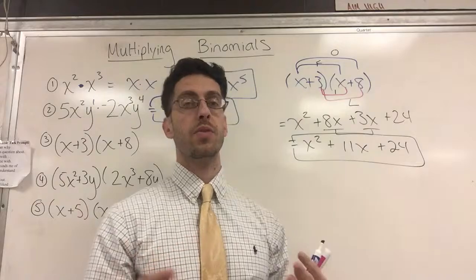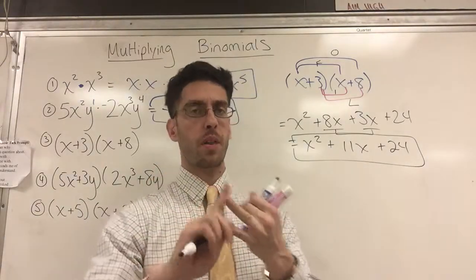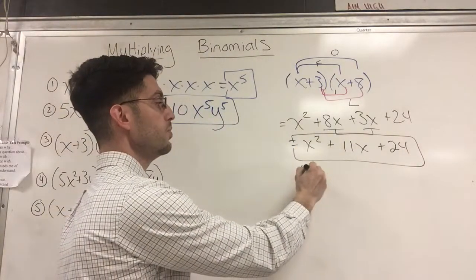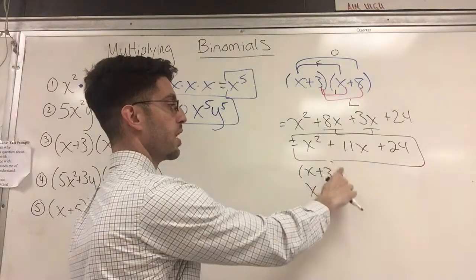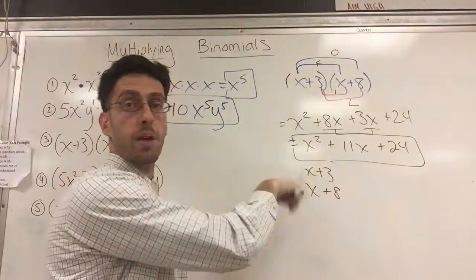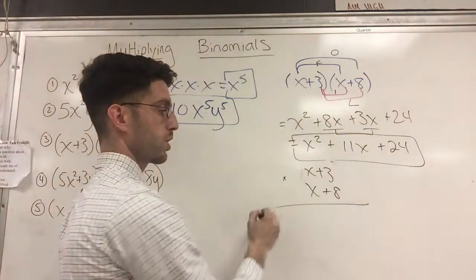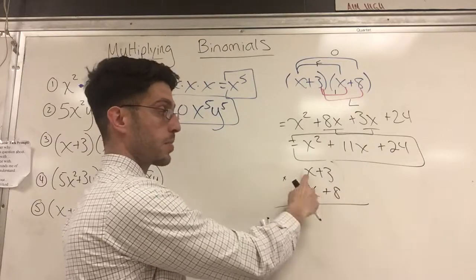This is the way most people do it. Some people look at it differently. Some people use a box method or the 3rd grade method. Let me show you the 3rd grade method. 3rd grade method is x plus 3 times x plus 8. And you don't even have to put the parentheses. Just line them up like this. You remember in 3rd grade when you used to multiply? You would kind of write a line like that. And you would do 8 times 3 and then 8 times x.